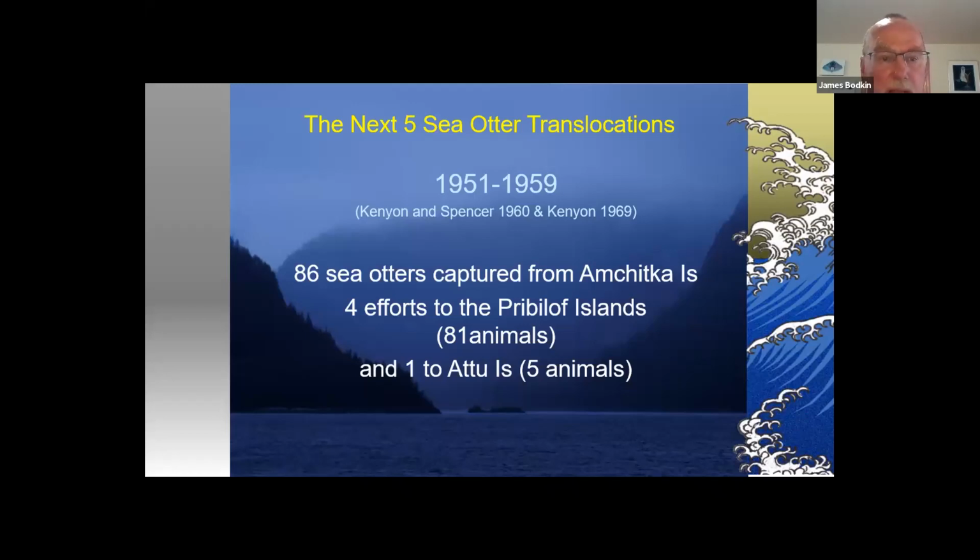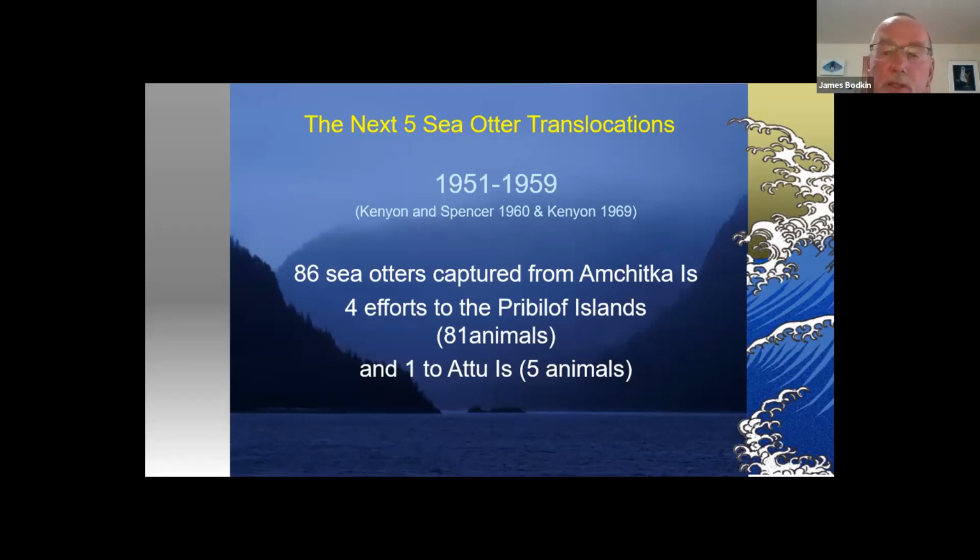And during this time period, 86 sea otters were all captured from San Nicolas Island. There were 4 efforts to move animals to the Pribilof Islands, 81 animals in total. And then there was 1 movement of 5 animals from Amchitka to Attu Island.